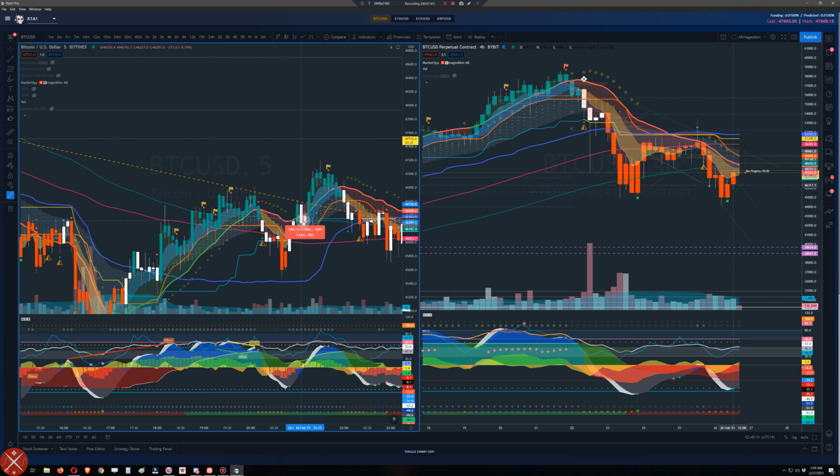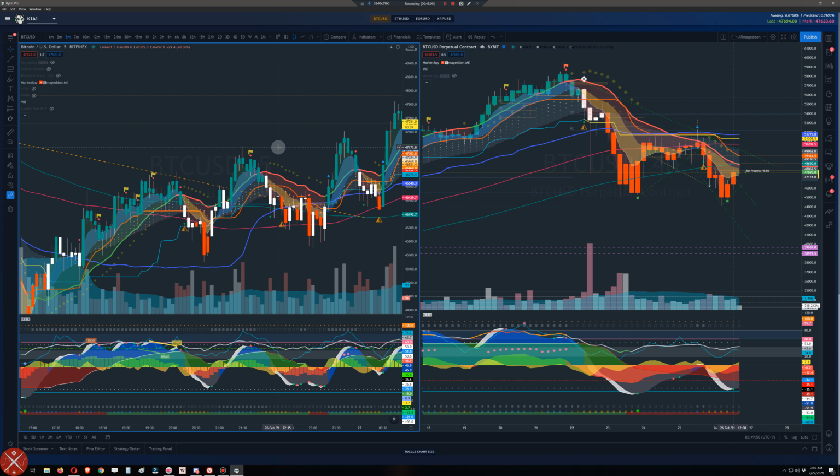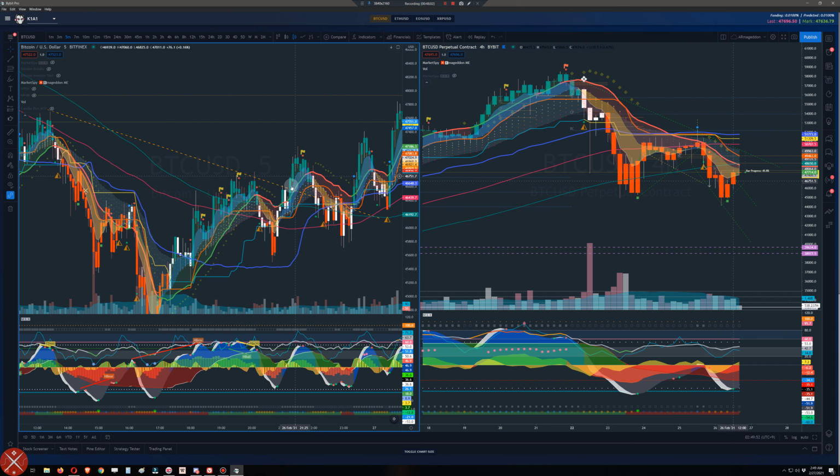But if you did not exit, you will close your trade here. And this move from here to here is 4 times, 5 times the ATR. Think about that for a moment. But it's overextended. Why can't it continue? Why can't it continue just going up?